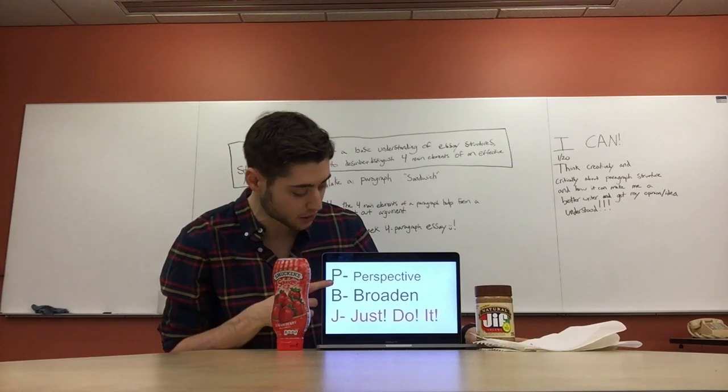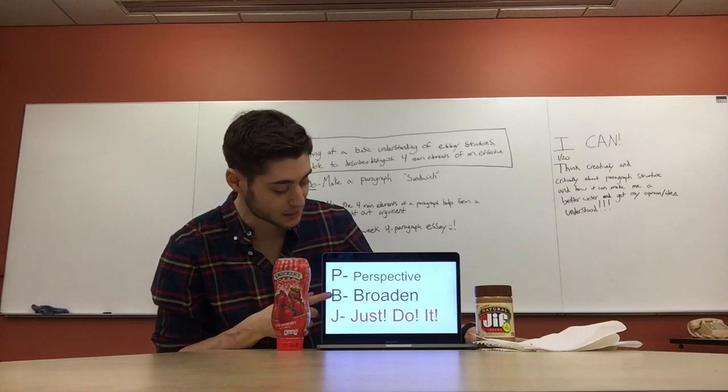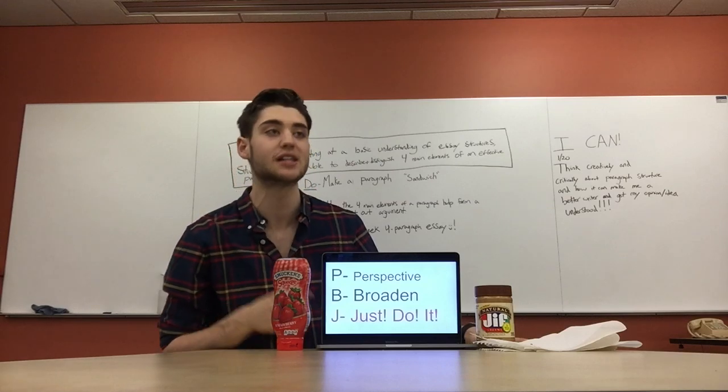So, the P stands for Perspective. The B stands for Broaden. And the J stands for Just do it.